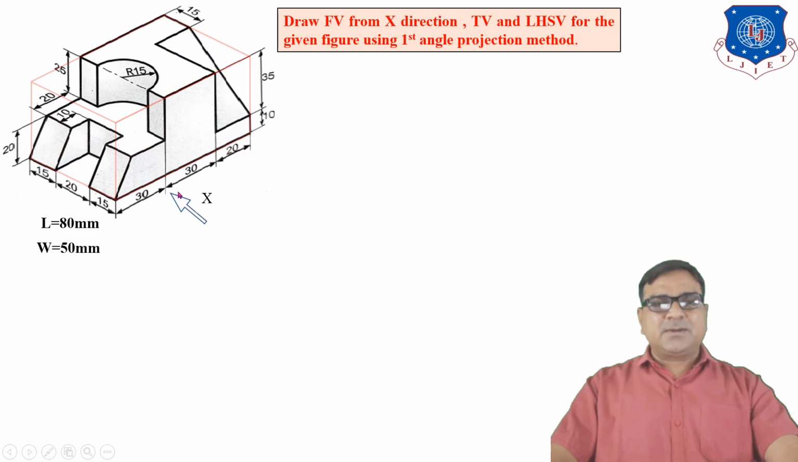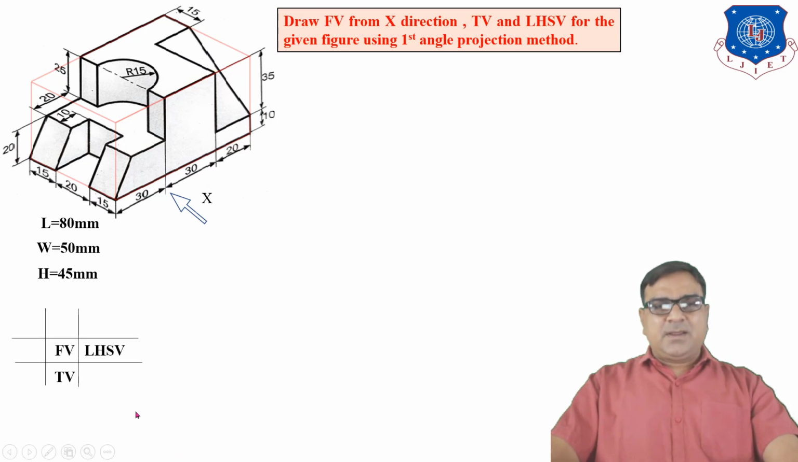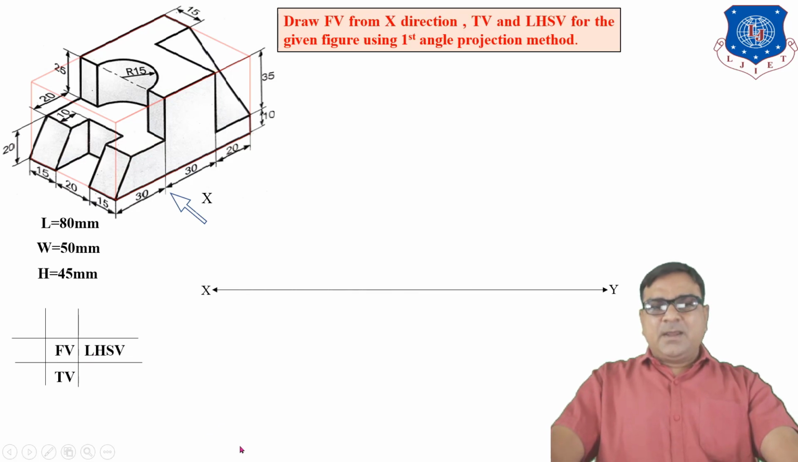And height is the distance between the bottom horizontal plane and the top horizontal plane. This distance is obtained from here, 35 plus 10 is 45. So our first task is to find out the overall length, width and height. Now because we are using the first angle projection method, we must place the front view, top view and left hand side view in their proper positions. Then start drawing the 2D projections.